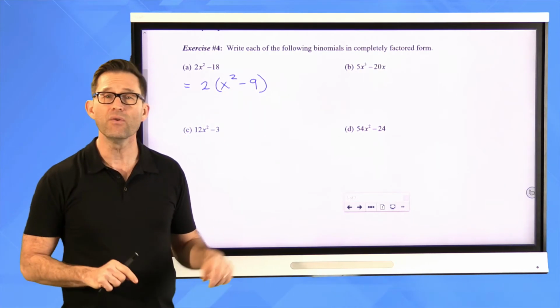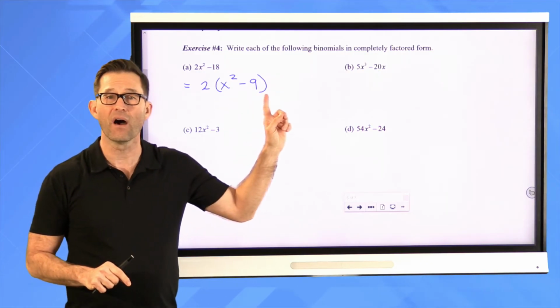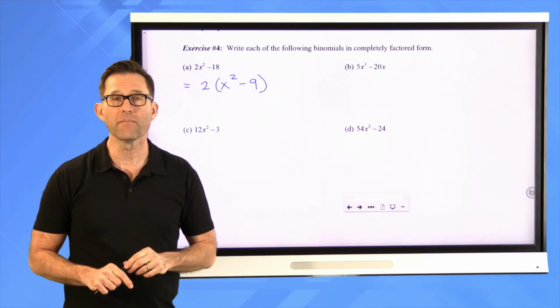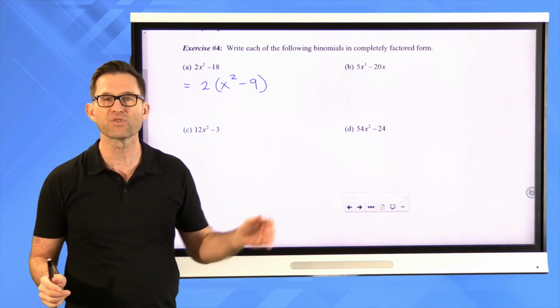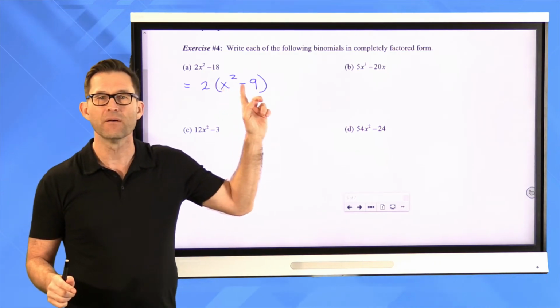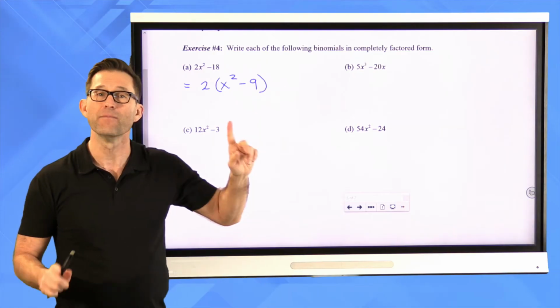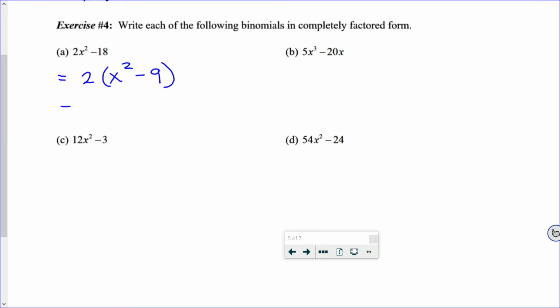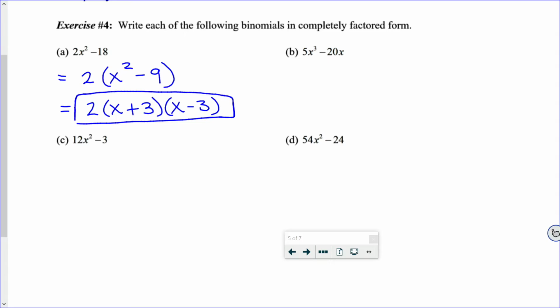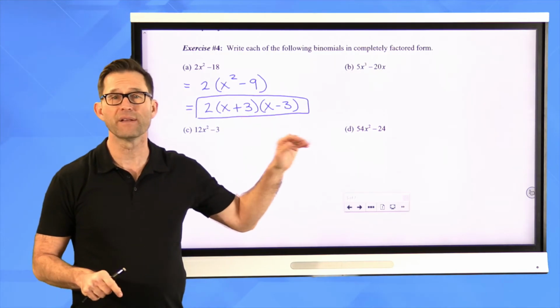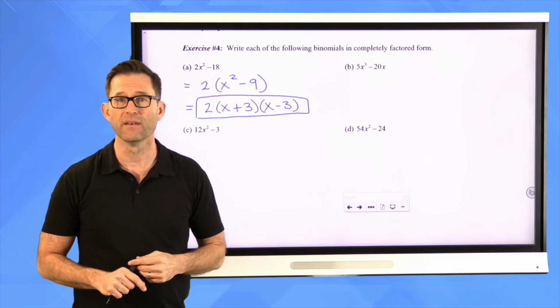Now once I do that and I see x squared minus 9, that should automatically make me say, oh, that's the difference of perfect squares, right? x times x, minus 3 times 3. And we should now feel comfortable with the fact that we can factor the difference of perfect squares into this product of two conjugates. So that is simply 2 times x plus 3 times x minus 3. And again, the x plus 3 and the x minus 3 could be flip-flopped. That doesn't make any difference.